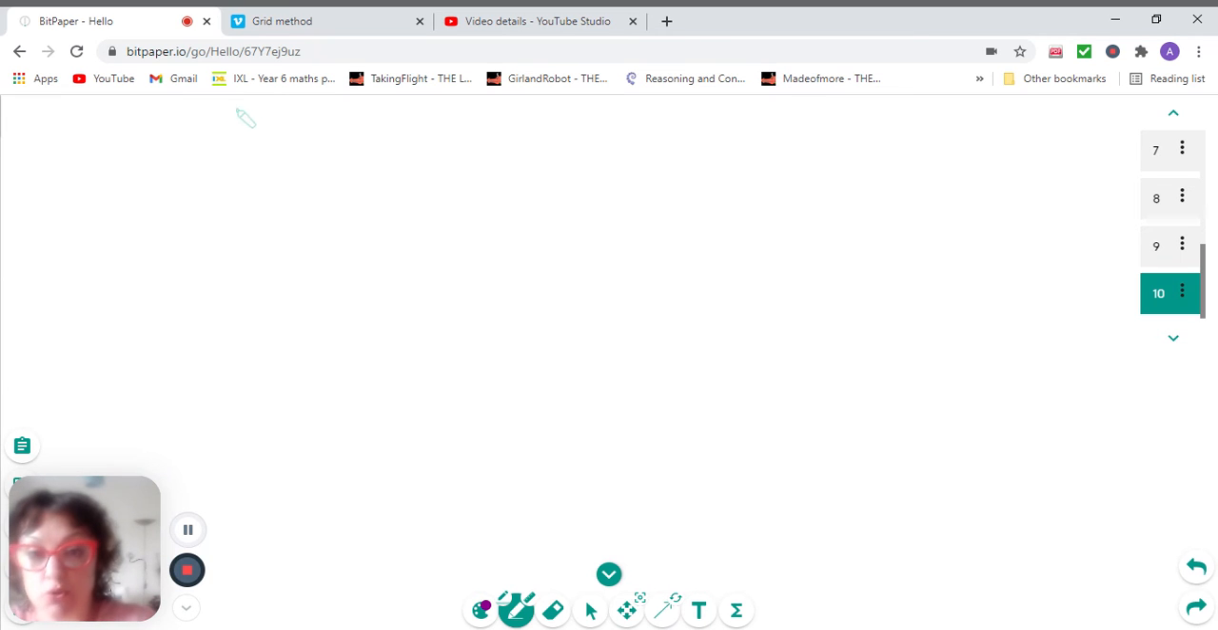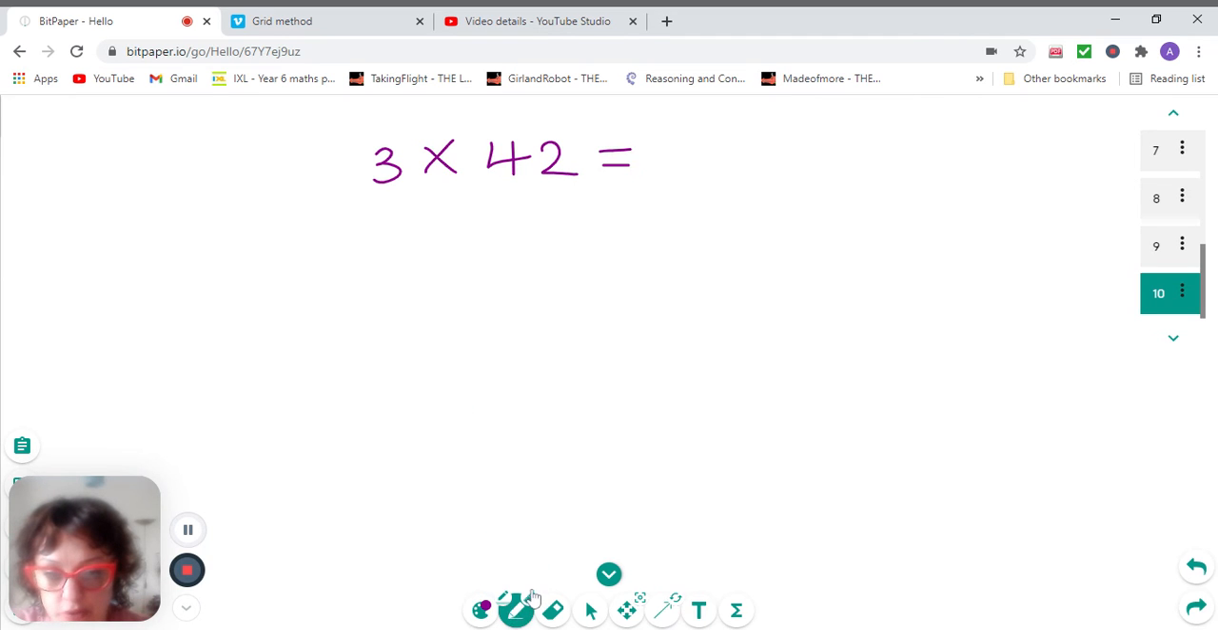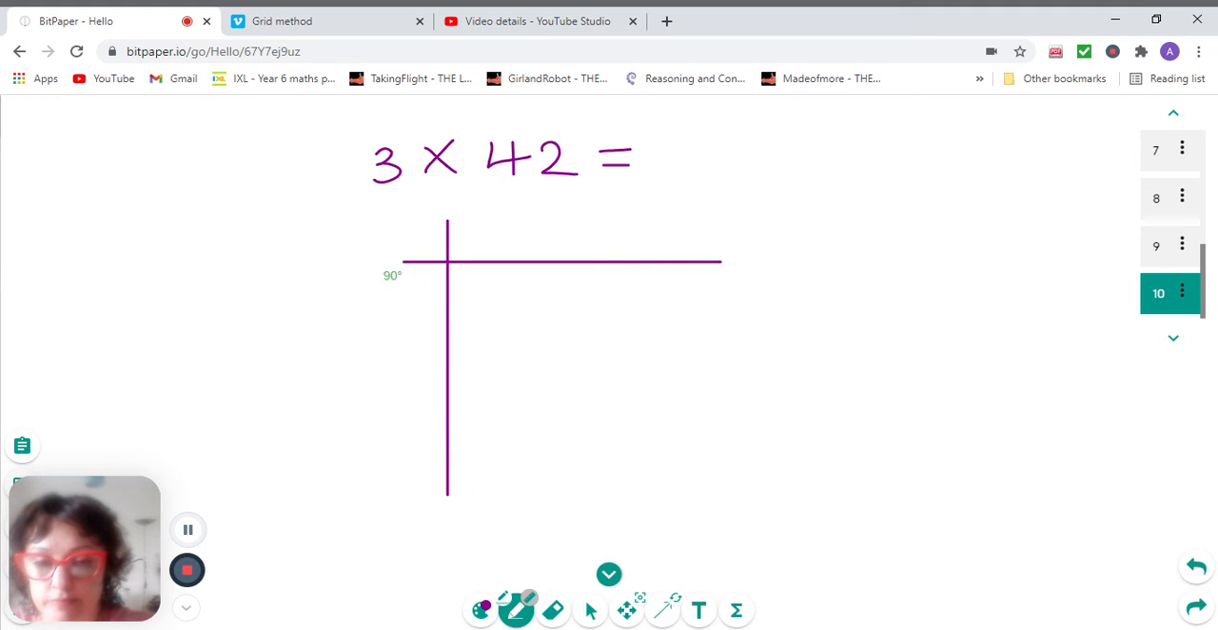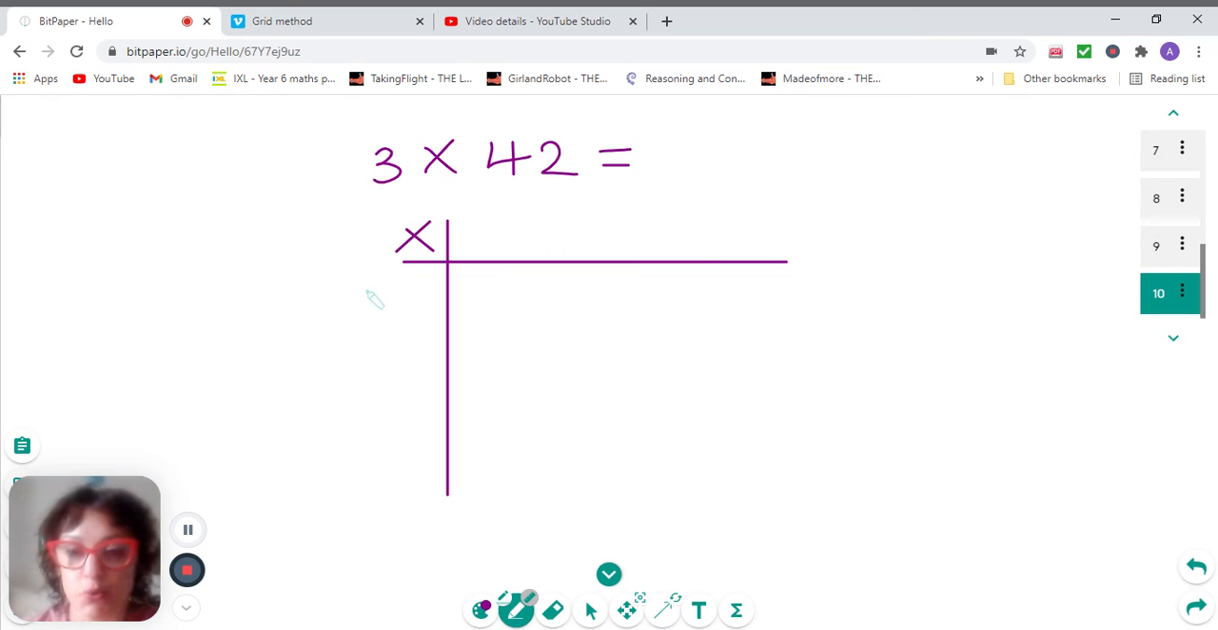The one that I would like you to do on your own, and we're going to stick with the 3 times table, is 3 times 42. Now I'm going to help you out by drawing the grid for you. And what I suggest you do in a moment is pause this video and have a go. If you get stuck, rewind and watch from the beginning so that you understand the strategy and the order that we do things in. But pause the video now, and when you've finished, press play.